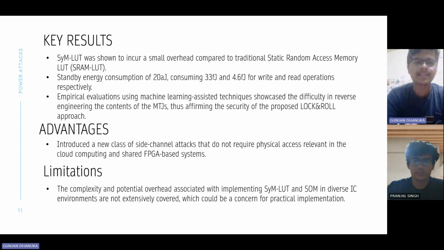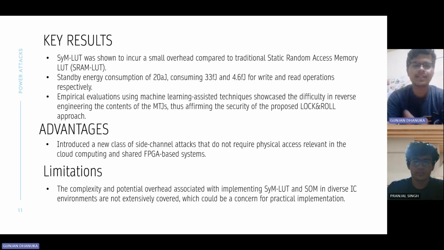The key results that were presented in this paper are, first of all, they noticed that since SYM-LUT has a small overhead as compared to the traditional static random access memory model, but still it was able to prevent against those particular attacks, and hence they believe that this is a better approach. They also measured the energy consumption of this type of circuit, and that is mentioned in the paper, and empirical evaluations using machine learning assisted techniques.